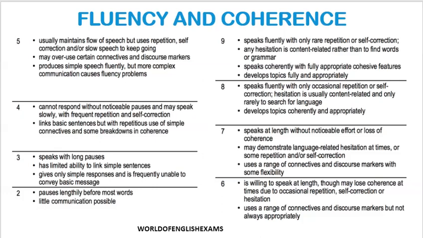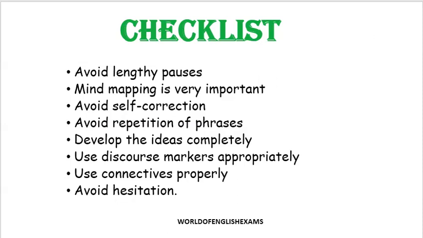For your easy understanding, I have given a checklist of what you need to ensure to get a high score for fluency and coherence. So this is the checklist. First one, you have to avoid lengthy pauses. Next, mind mapping is very important. What is mind mapping? This is a technique of noting all the related ideas and vocabulary to a topic. So here we have seen that in order to develop the topics completely, you need this technique called mind mapping.